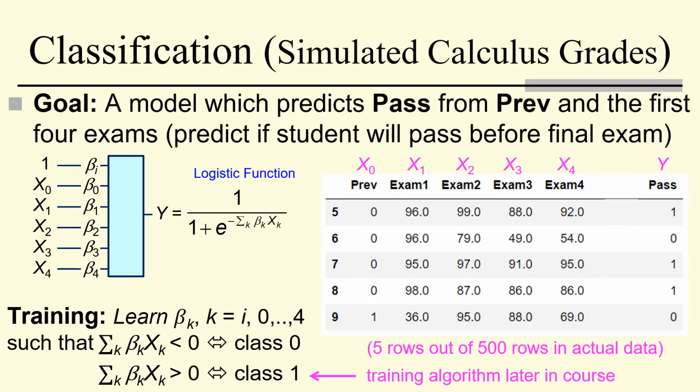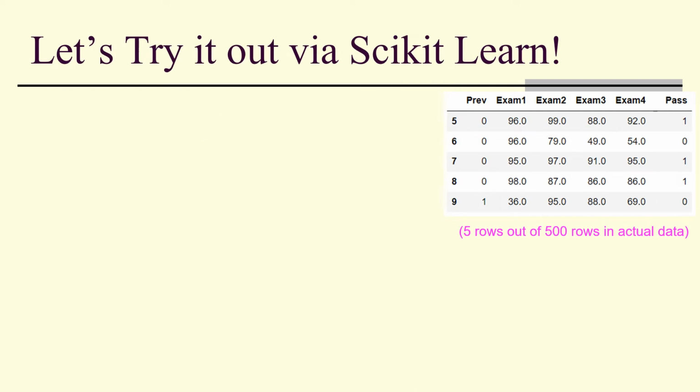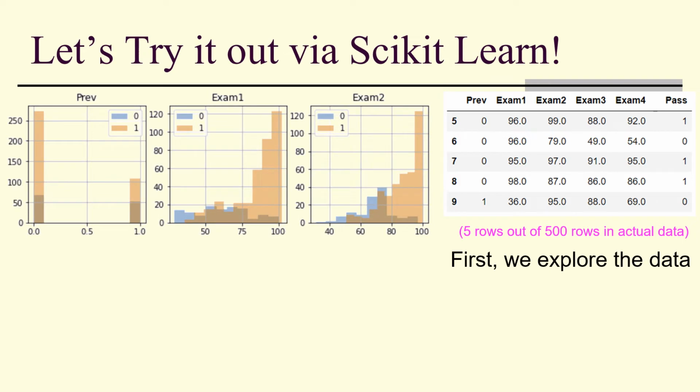Now we'll look at the actual training algorithm later in the course. Right now you just need to know that this is how we pick the betas. And this process is known as logistic regression. So let's try it out. We'll use scikit-learn. First, we need to explore the data.